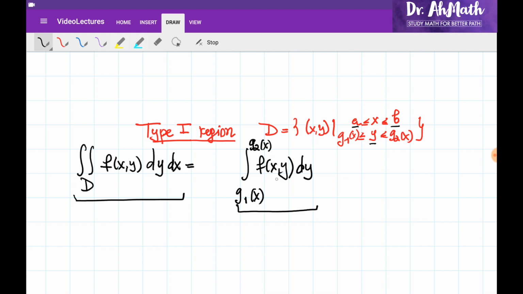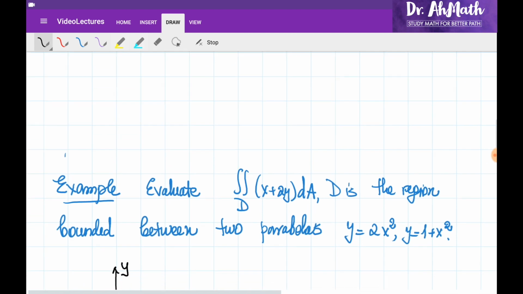So you need to integrate this function with respect to y. Then once you integrate it, you need to evaluate this definite integral with these boundaries, with these functions. So at the end, you need to get some function which depends only on x. Then we have to integrate this with respect to x from a to b. So it is really important that when y changes between the two functions, you should integrate this function with respect to y first, then with respect to x. So let's do an example.